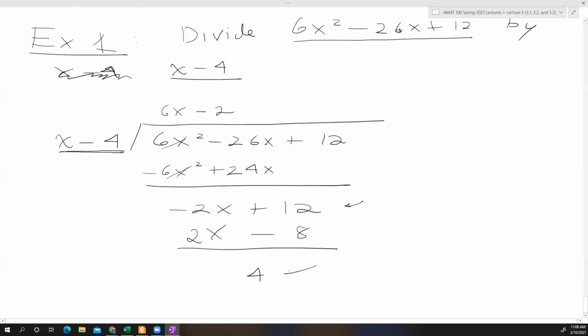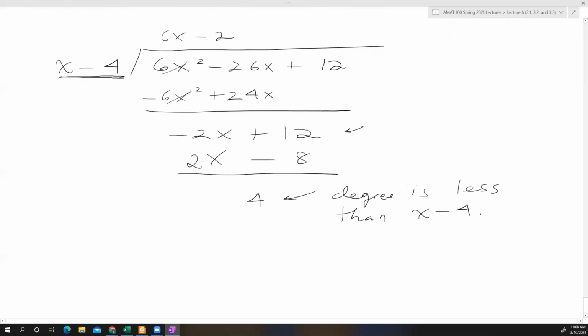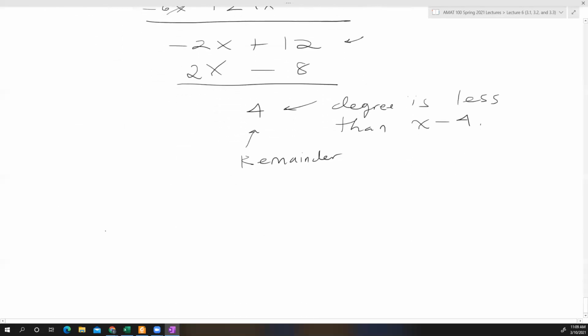And the degree of this new dividend is less than the divisor. So the algorithm terminates. So then what this says is that, I think the terminology they use here is this is the quotient. And then this is going to be our remainder. And of course, we can take another way of saying this. Actually, I'm just going to go through this one example.